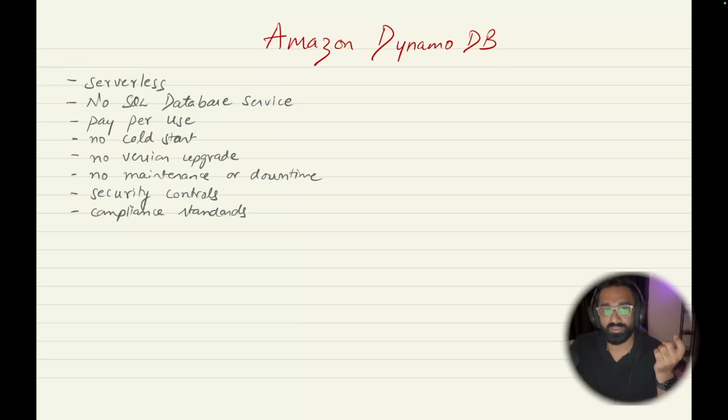Apart from this, it's a NoSQL database service, meaning the tables don't have a specific schema to work with, and you can actually pay only for what you use. This is set up usually when you are setting up a table in DynamoDB. So there are no cold starts or version upgrades required, or maintenance or downtimes that you have to worry about. The security controls and the compliances that one has to get are already provided when you are using AWS DynamoDB.